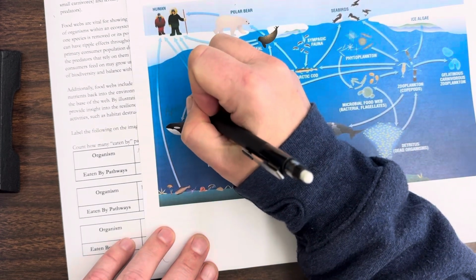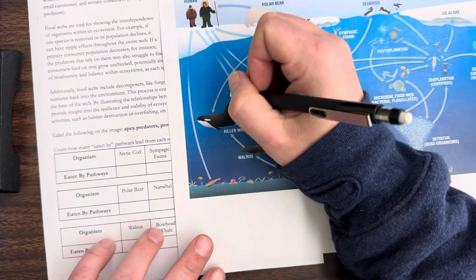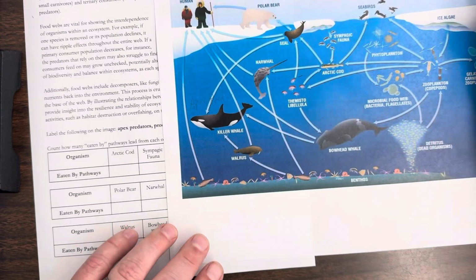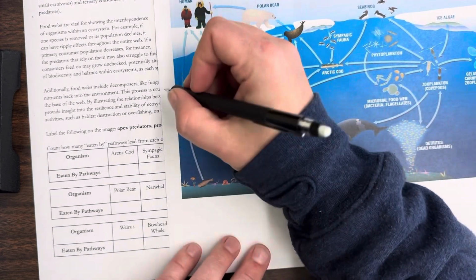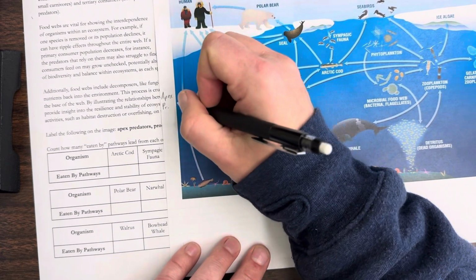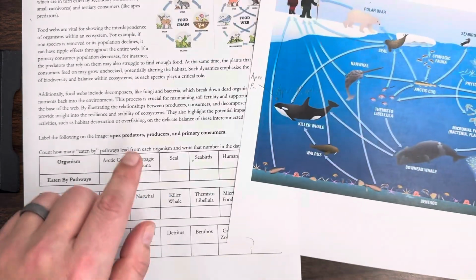So you want to write in apex predator. And that's going to be tough. Maybe a pen, or even off to the side, you could write in apex predator and point over to it, just so I can see that you're following along.